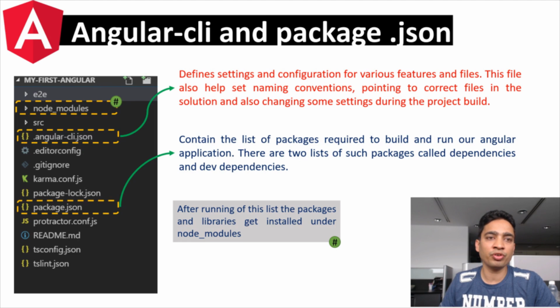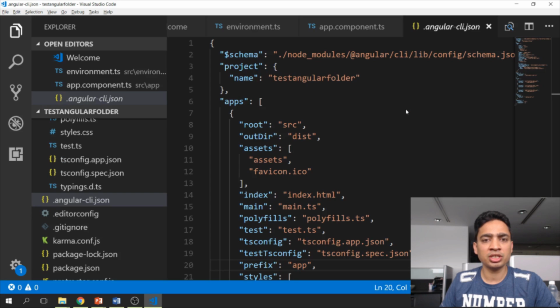Now let's look into another configuration file which is called angular-cli.json. This configuration file helps you define settings and configuration for various Angular features like components, directives and other things, and it also helps you provide configuration for the files that are part of your structure. This file also helps you set up the naming conventions pointing to the correct files in the solution, and change some of the settings during the project build or even after the project build. So let's go into the solution and see this file.